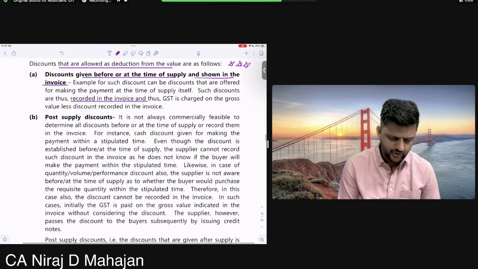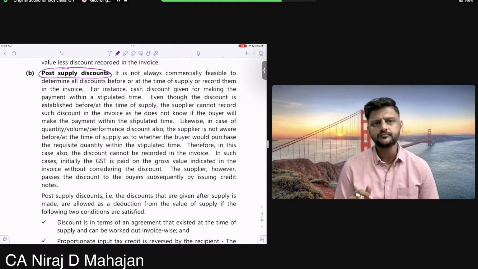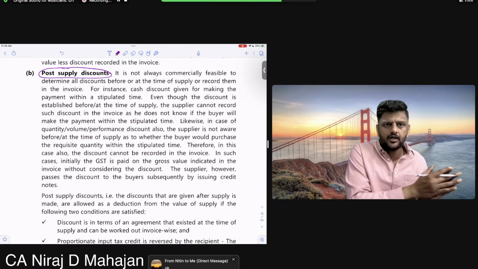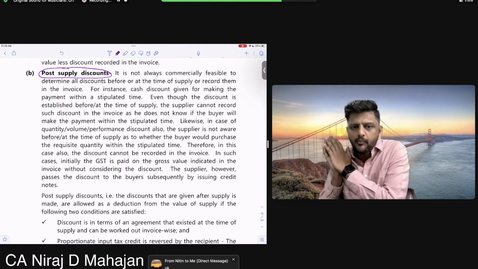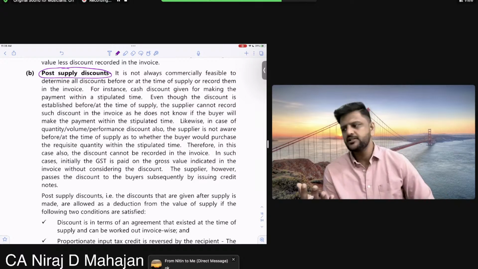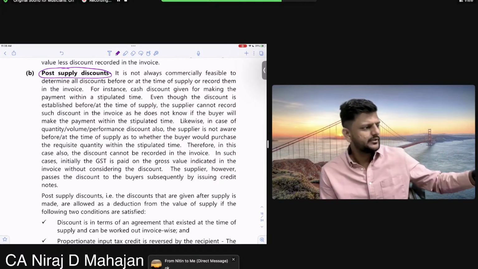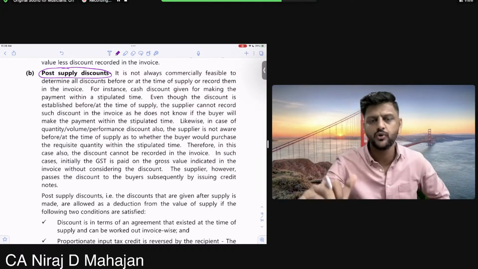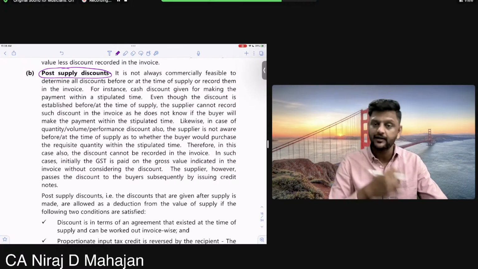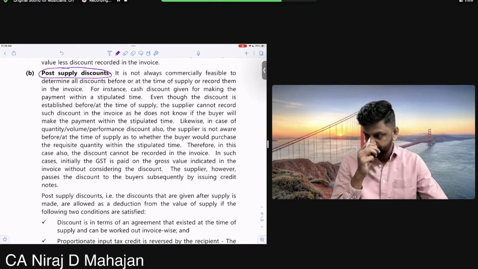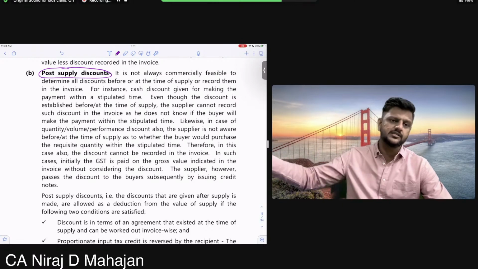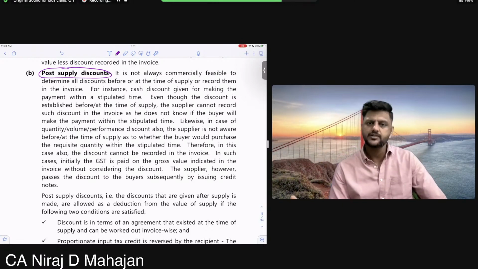Then over here, post-supply discounts. Understand now. You are giving a discount after supply, but the agreement or arrangement has been done beforehand. I repeat, when are you giving the discount? After supply. For example, I'm telling my agent, you do sales of 1 lakh this month, I'll give you more discount, or I'm giving a performance discount. That means if you achieve your target in these 6 months, then I'll give you a discount.